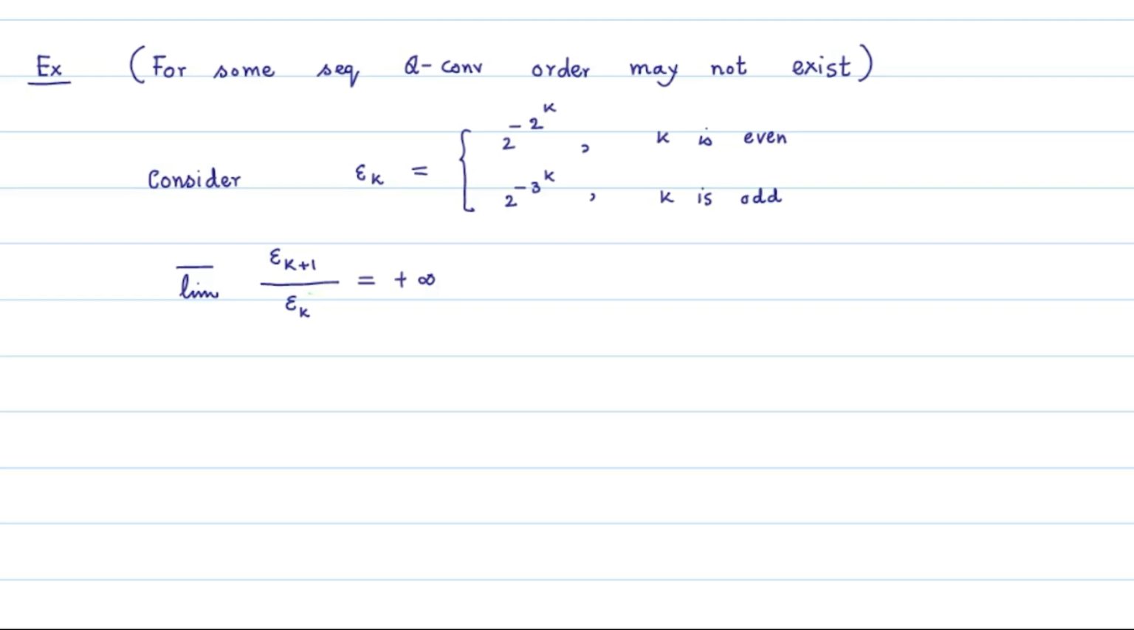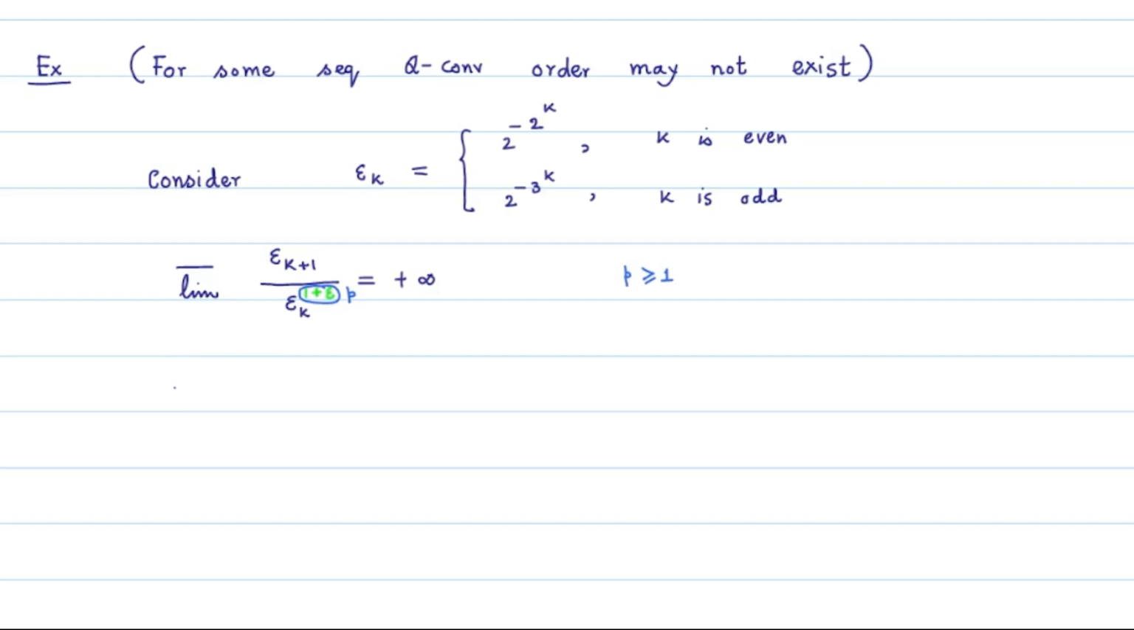for any given epsilon greater than 0 we have the limit supremum of the sequence epsilon k plus 1 divided by epsilon k to the power 1 plus epsilon also equal to positive infinity. So we don't have any p greater than or equal to 1 for which the limit supremum of this ratio with p over here is a finite and definite quantity. So for this sequence epsilon k, although it is converging to 0, it does not have any Q convergence order.